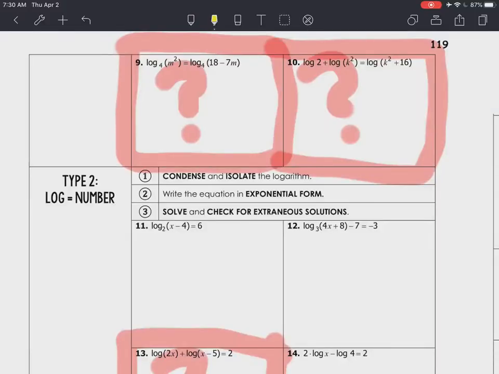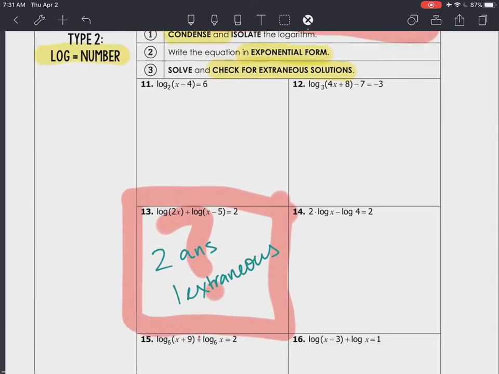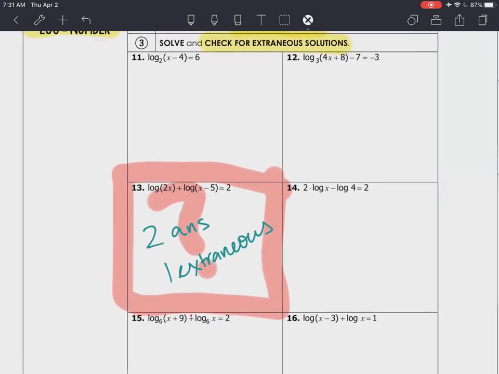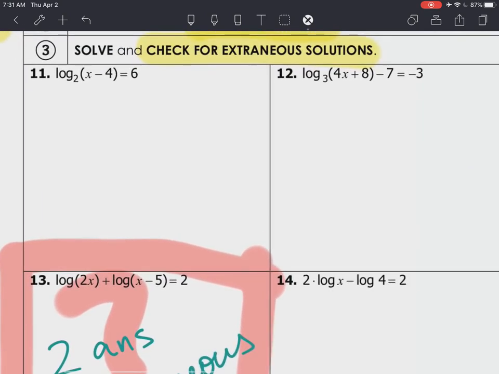Alright, so here we are on page 119, and for page 119 we're going to solve log equals a number type questions. So just like in the previous page, you still have to condense and isolate the logarithm. Then we're going to do the opposite of logs and convert them to exponential form. And when you solve, you have to check for extraneous solutions. And don't forget, extraneous solutions happen when they want you to take the log of a negative number. Not possible.